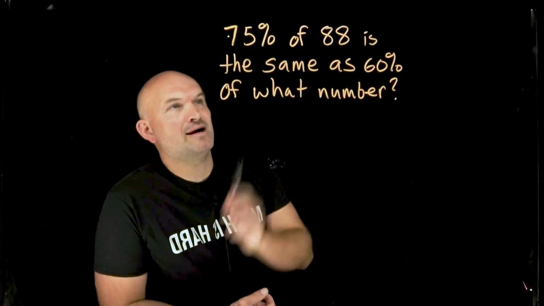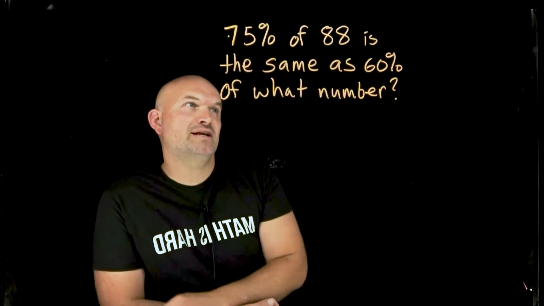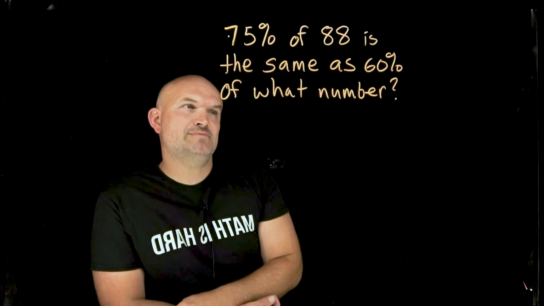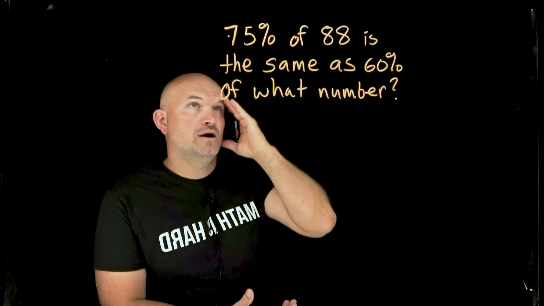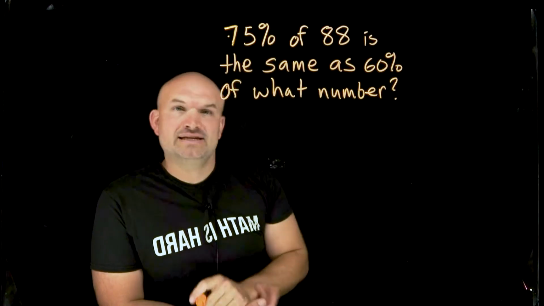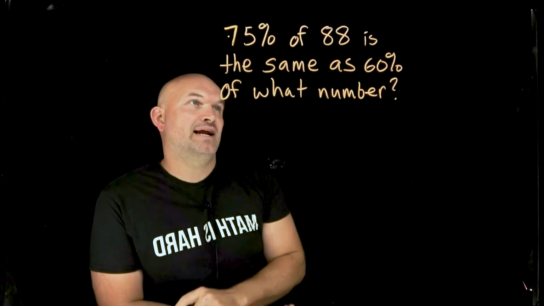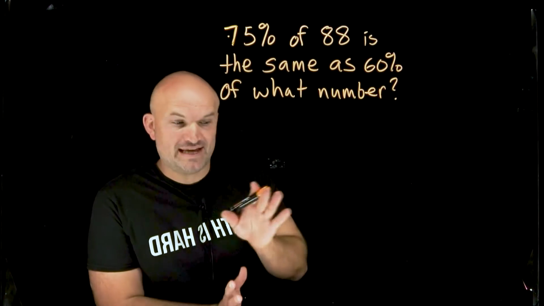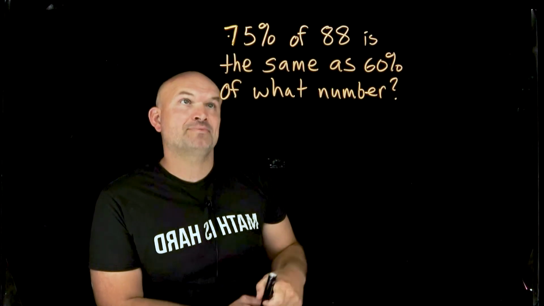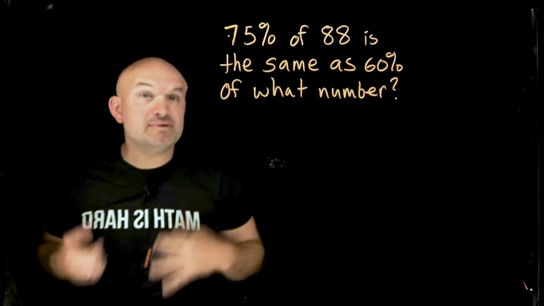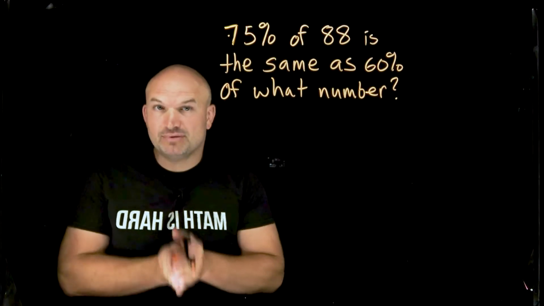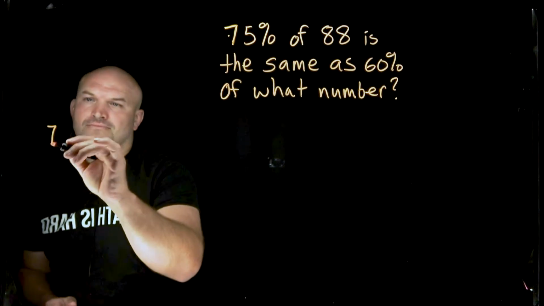Let's go ahead and do this problem without a calculator. We have 75% of 88 is the same as 60% of what number? So the first thing that's always thinking to me is, let's identify what exactly is 75%. The easiest way that I always like to start with percents is either with a 50% or 10%. Now, since we're trying to get to 75%, I know that 75% can be broken into 50% plus 25%.